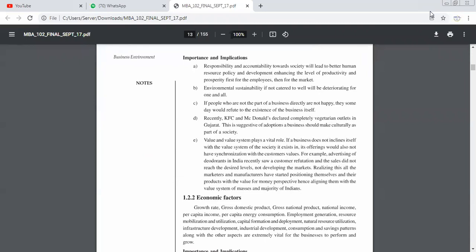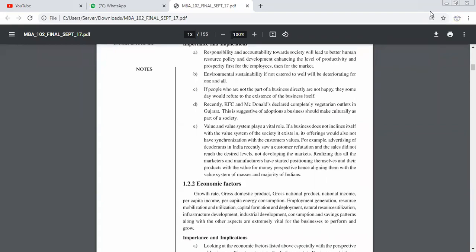Then the next concept is economical factors. Okay, now see, economical factors include growth rate, gross domestic product, national income, per capita energy consumption, employment generation, resource mobilization and utilization, capital formation and deployment, natural resources utilization, infrastructural development, industrial development, consumption and saving patterns, along with other factors, which are extremely vital for the business to perform and grow.